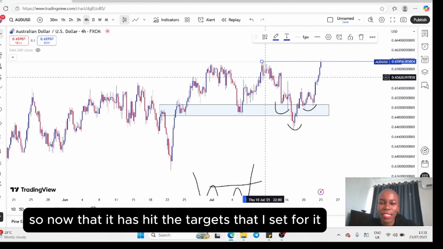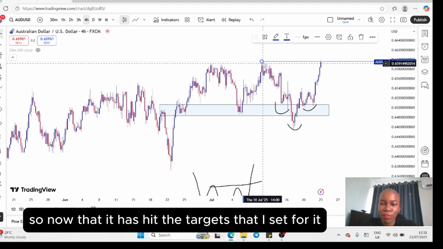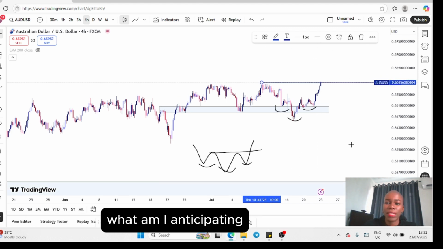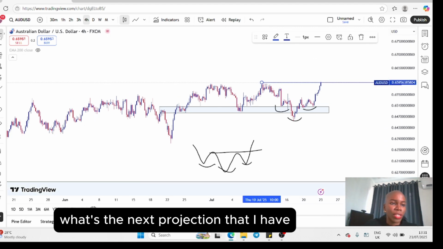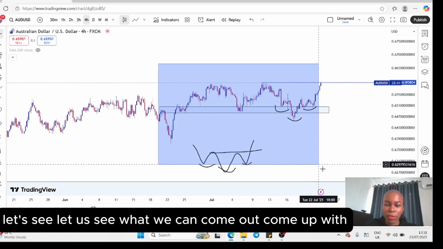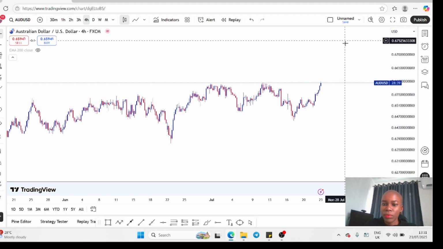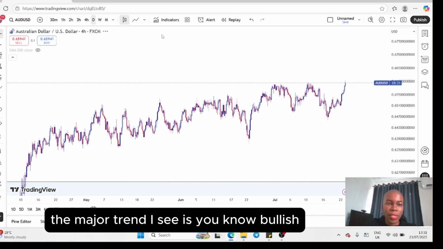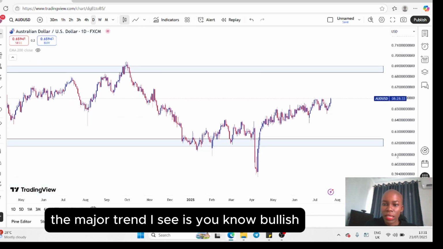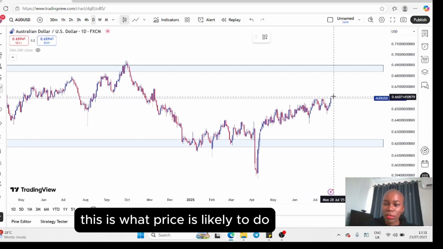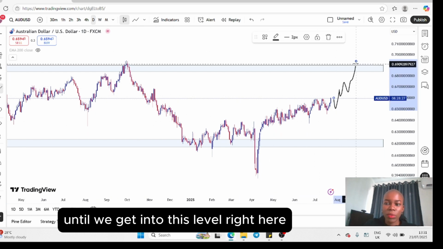So now that it has hit the targets that I set for it, what is the next move? What is likely to happen? What am I anticipating? What's the next projection that I have? Let us see what we can come up with. Remember, the overall trend right now, the major trend I see is bullish. This is what price is likely to do, continue pushing until we get into this level right here.